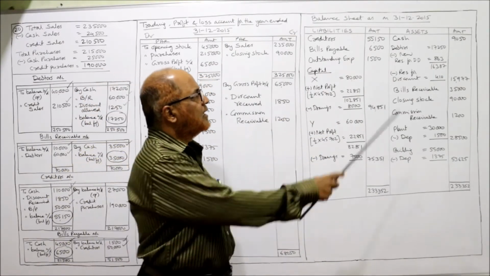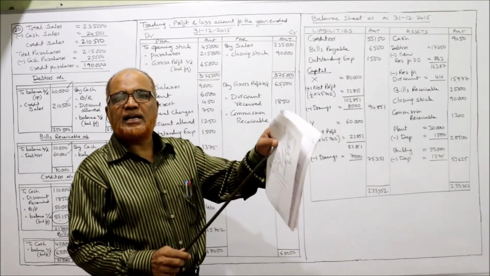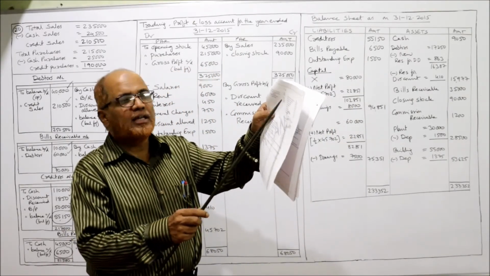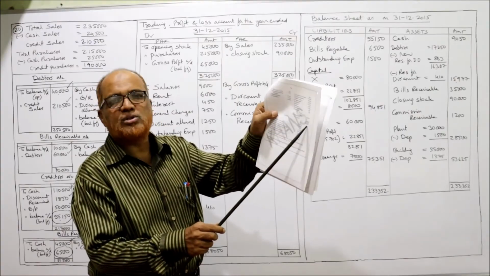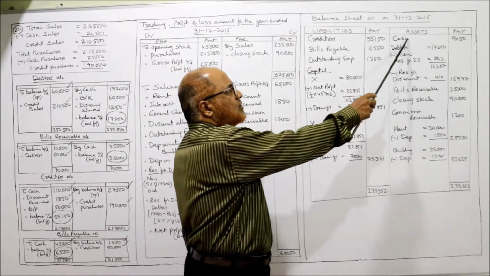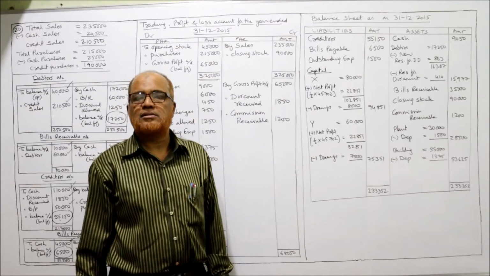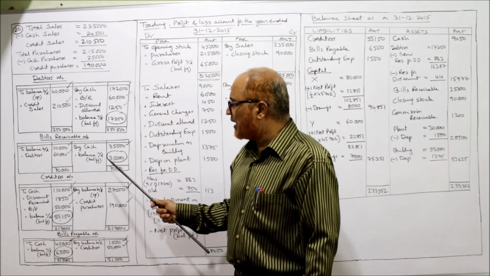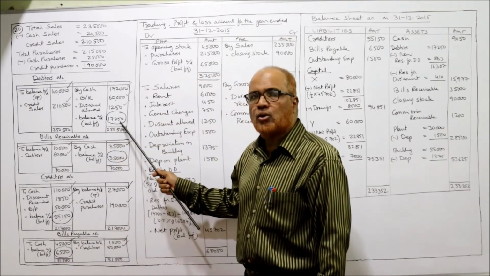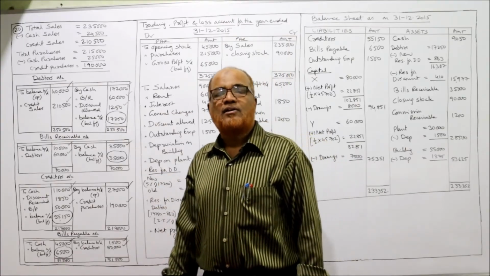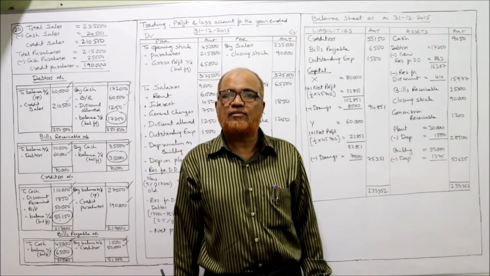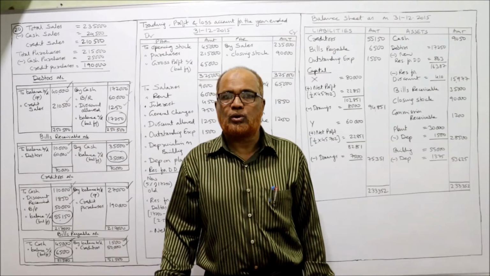Now come to the asset side. Cash. The closing cash according to the cash book. In the cash book, the closing cash is 9,050 given in the problem. So 9,050 cash. Now debtors. Closing debtors we have already calculated here, 17,250 is the closing debtors. From this we have to deduct the new reserve and also the reserve for discount.